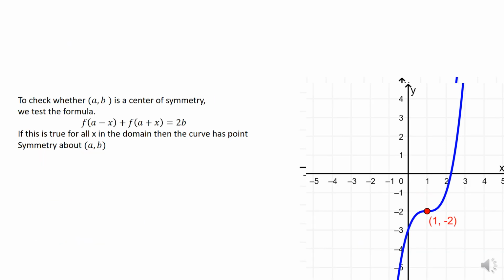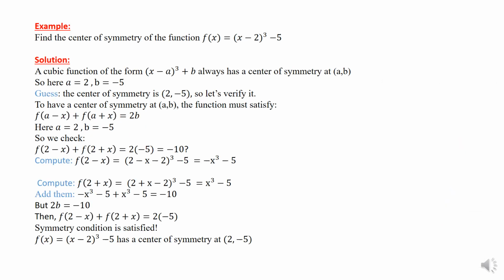So in order to check whether the point (a, b) is a center of symmetry, you have to test the formula f of a minus x plus f of a plus x and make sure that it is equal to 2b. If this is true for all x in the domain, then the curve has a point of symmetry (a, b). We will take another example.